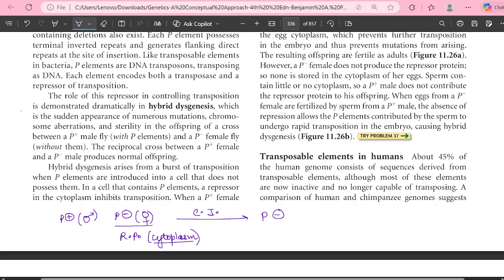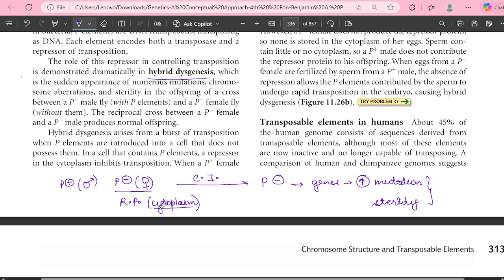So if the repressor protein is not present, the progenies will be very unstable and their genes will show very high chances of mutation, very high chances of instability, chromosomal aberrations, and even sterility will be there. So this condition is referred to as hybrid dysgenesis, and it is very important to know in the peculiar case of Drosophila. Now let us move to the transposable elements in humans.